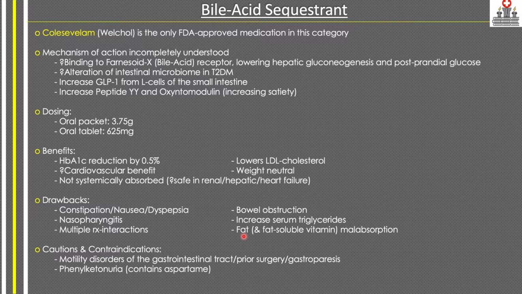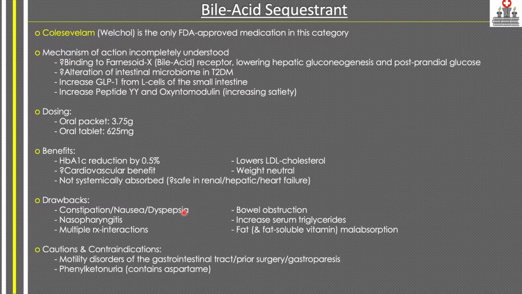This medication also has multiple drug interactions, and this is because of its effect going through the hepatic and bile duct route. Medications which further go through this route, such as digoxin, may be interfered with. As a result of decreasing the absorption of fats, this also leads to a fat-soluble vitamin depletion, something to be aware of. There's also case reports of a bowel obstruction when taking this medication.